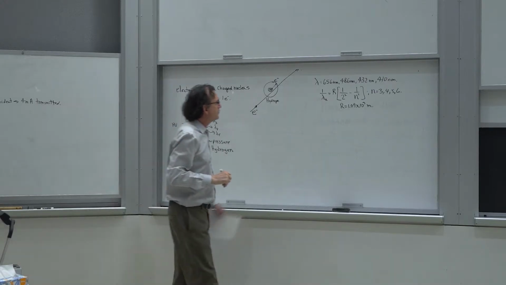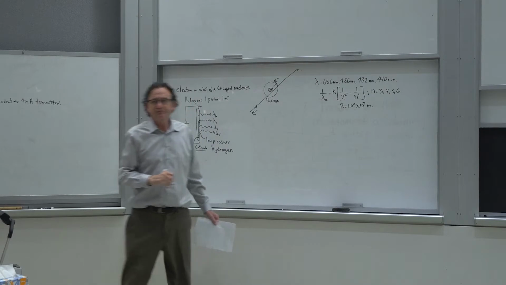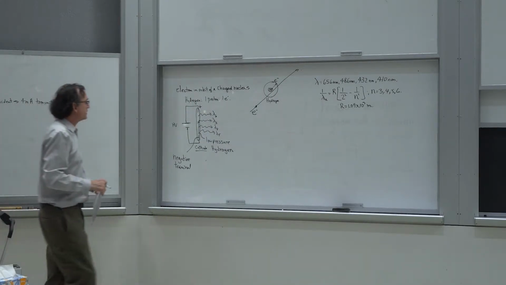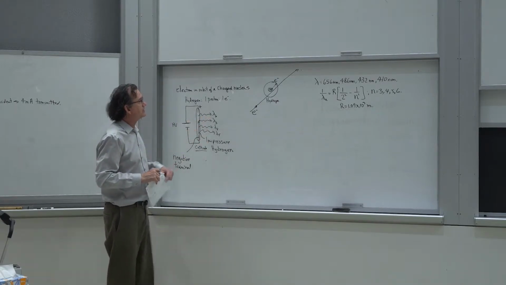I'm not starting with lambda 1 because in my formula, n has to start with n equals 3. So I call my first wavelength lambda 3, I call my second wavelength lambda 4, my third lambda 5, and my fourth wavelength lambda 6.